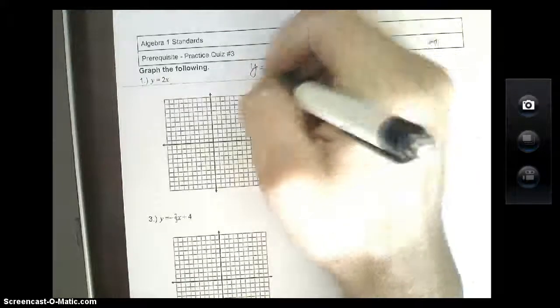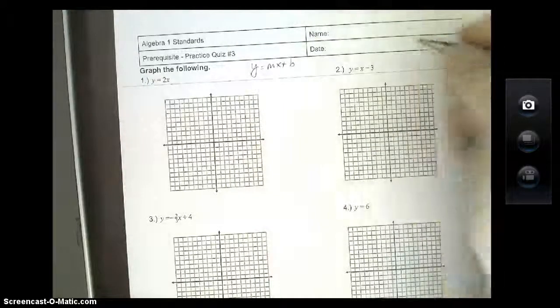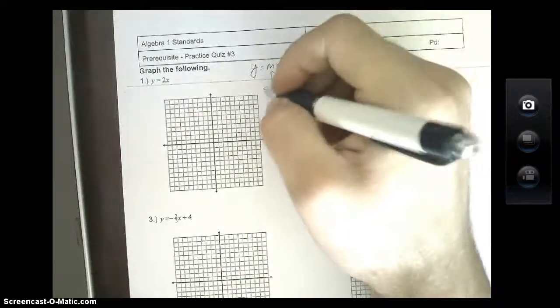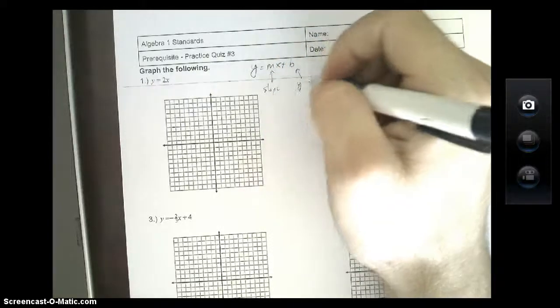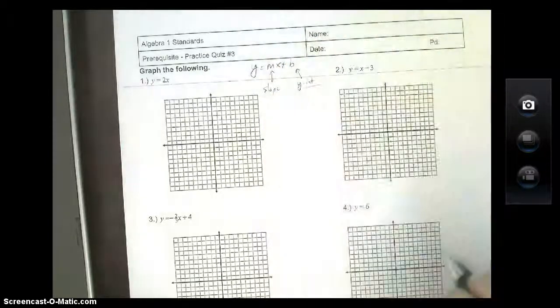We are graphing some equations here, and when we graph equations, we always fall back to y equals mx plus b. For a quick refresher, remember that m is your slope, your rate of change, rise over run, and b is your y-intercept. Where am I hitting the y-axis?